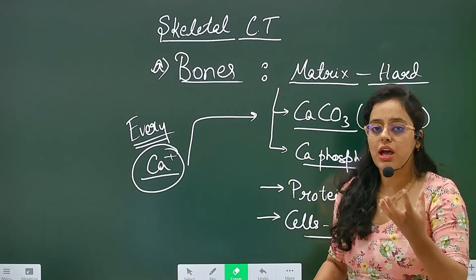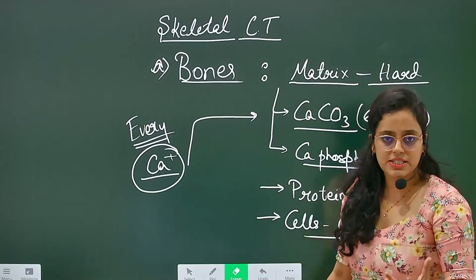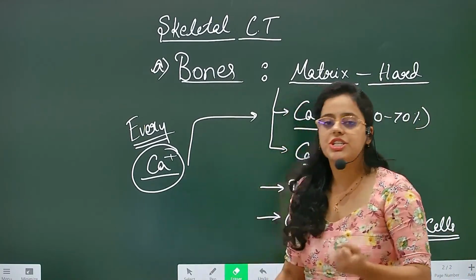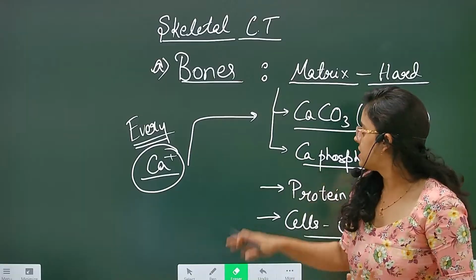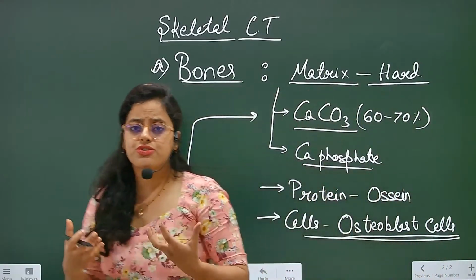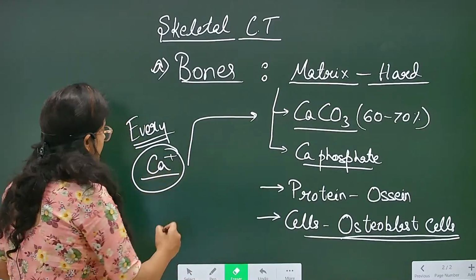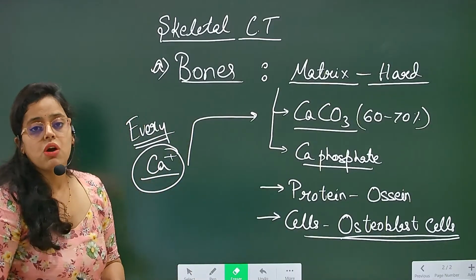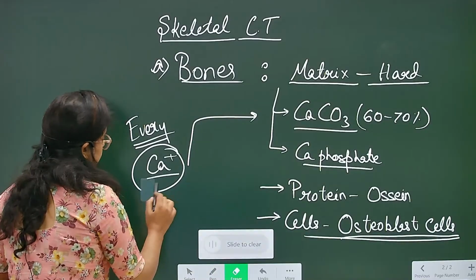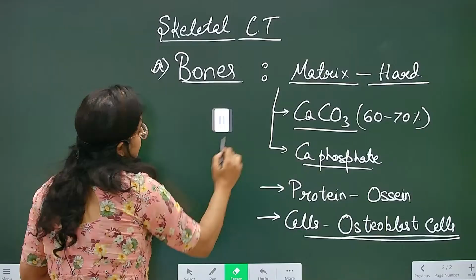So if vitamin D is not present or we are not getting enough vitamin D, what happens? The calcium is not absorbed. As a result, our bones will be more porous. Conditions like osteoporosis develop because of deficiency of calcium or vitamin D. Okay, now these are present.